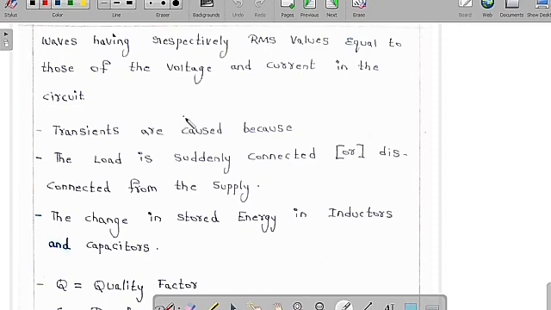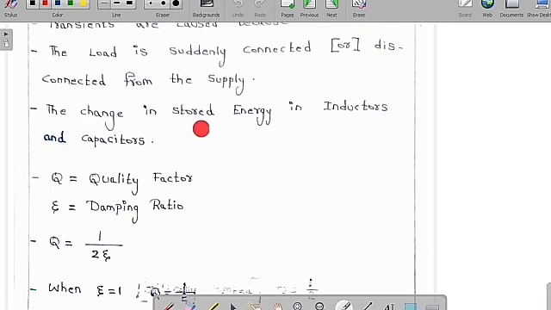Transients are caused because the load is suddenly connected or disconnected from the supply. So whenever there is a sudden change in the load, we are going to get a transient, or a sudden change in the energy stored in the elements, or a sudden change in the variation of the supply, then also we are going to get transients. The change in stored energy in the inductors and the capacitors.